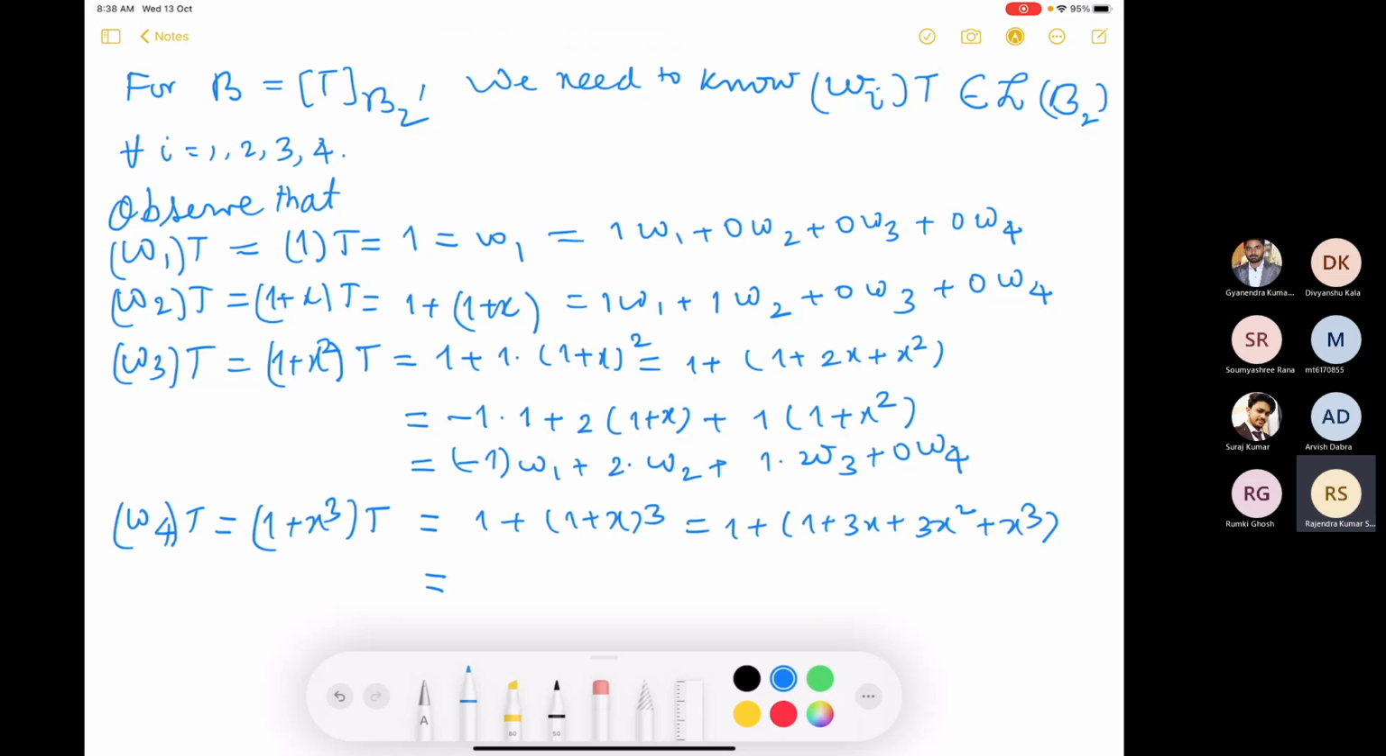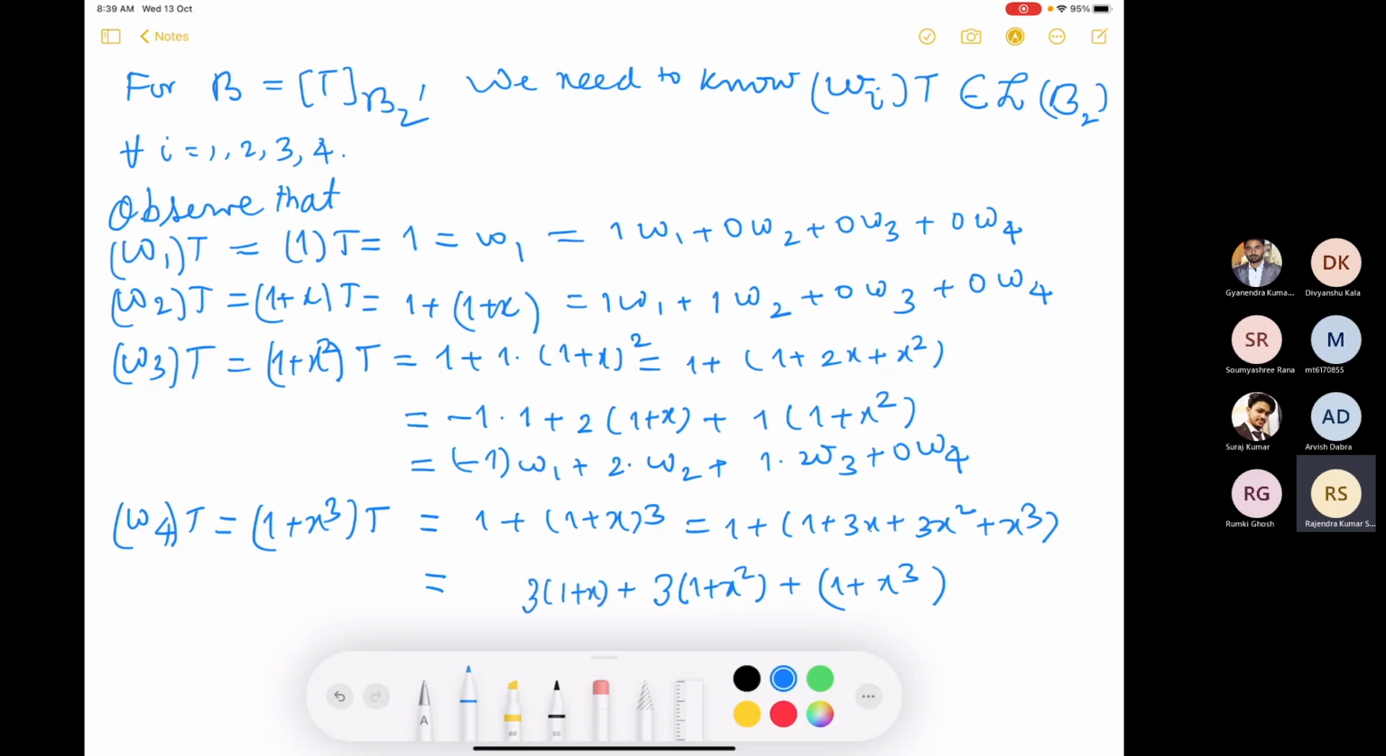Now let me write this as the linear combination of 1 plus x, 1 plus x square and 1 plus x cube. So you will have to adjust the terms. 1 plus x cube is straight away here. Now what remained is 1 plus 3x square. I need the coefficient of 1 plus x square to be 3, but because of this we shall have 3 plus 3x square, so minus 2 is already there. And I also have to have this 3 as 1 plus x.